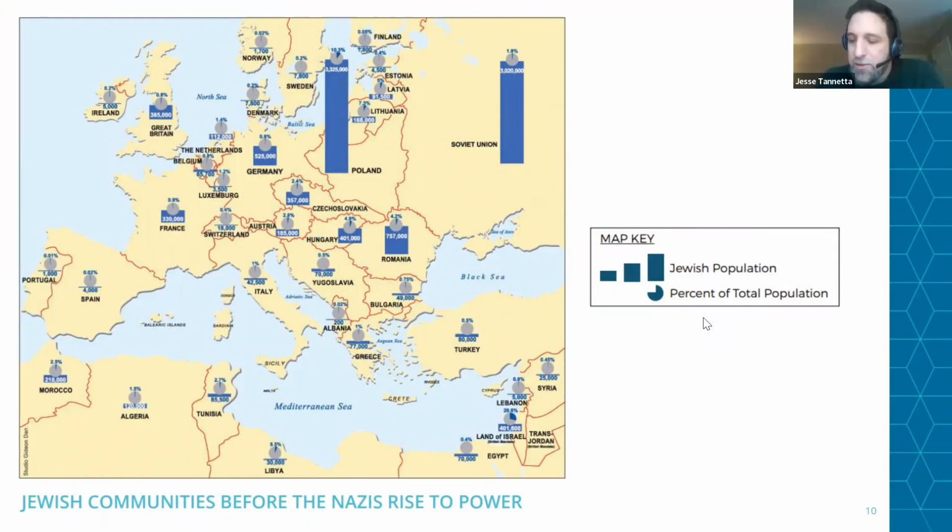And if you want to talk through it, this map is of Jewish communities before the Nazi rise to power. This is basically the end of 1932, the beginning of 1933. This map shows the number of Jews living in each country throughout Europe and the upper Middle East, as well as the percentage of their population in each of these places.